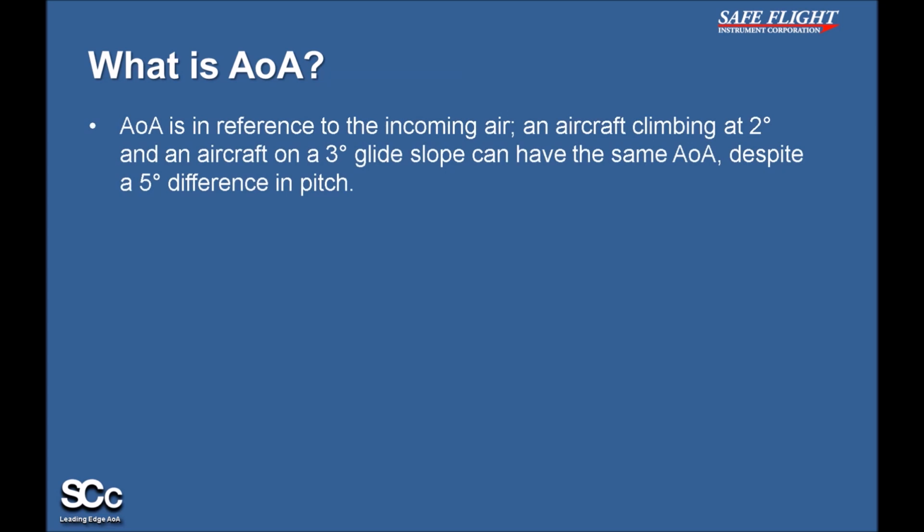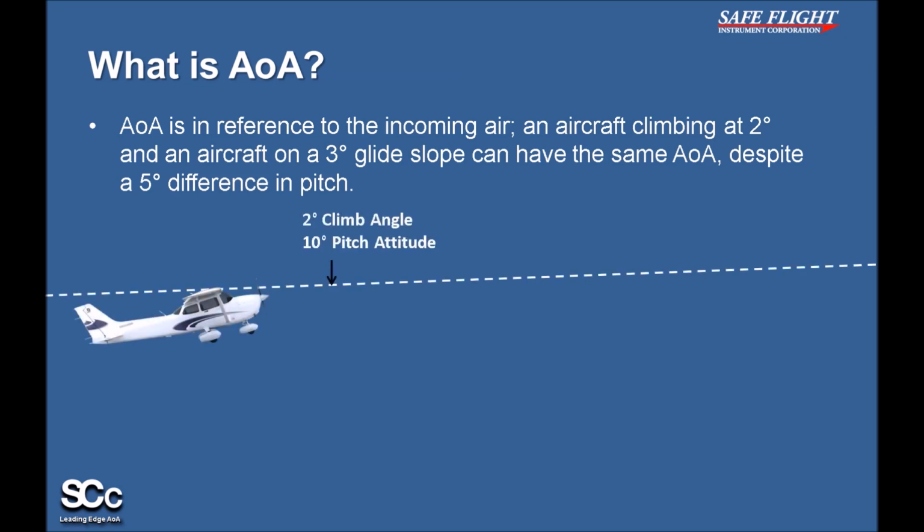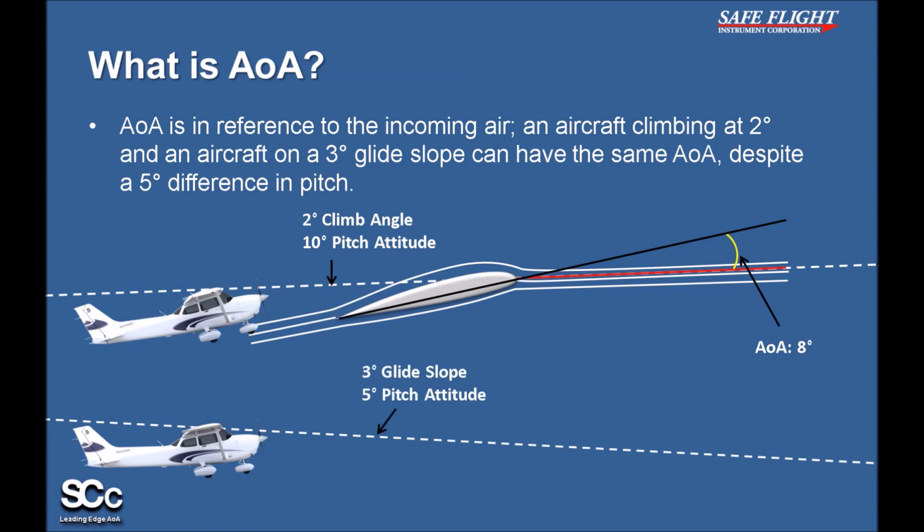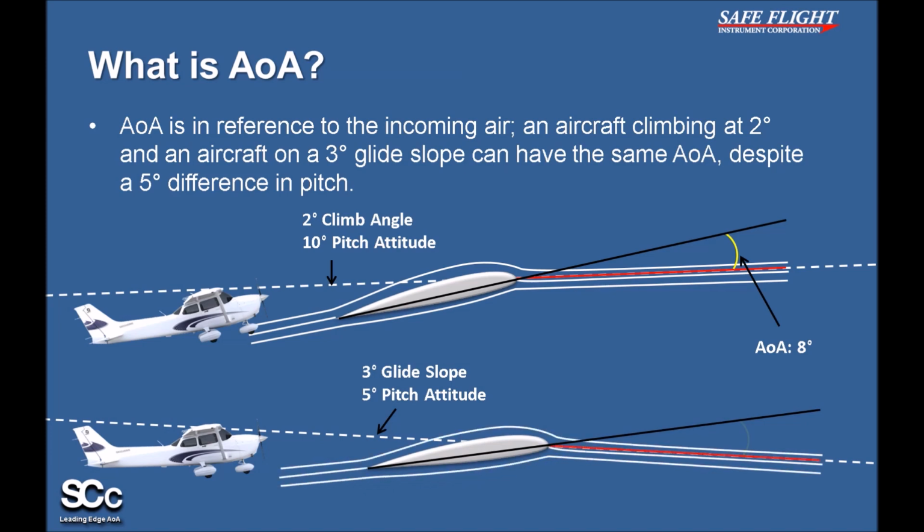Because angle of attack is in reference to the incoming air, an aircraft climbing at 2 degrees and an aircraft on a 3-degree glide slope can actually have the same angle of attack, despite a 5-degree difference in pitch. Here's our first aircraft. It's climbing at a 2-degree climb angle and has a 10-degree pitch attitude, which means its angle of attack is 8 degrees. Our second aircraft is on a 3-degree glide slope and has a 5-degree pitch attitude, so its angle of attack is also 8 degrees.